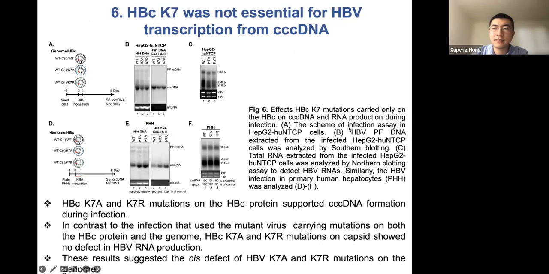So next, we made another inoculum which has the wild type C- genome, but only the mutations on the capsid protein. We found they can support cccDNA formation and also RNA transcription. This tells us HBC K7 was not essential for HBV transcription from the cccDNA. This may indicate that the genome of the K7A and K7R mutants may have some cis defects.